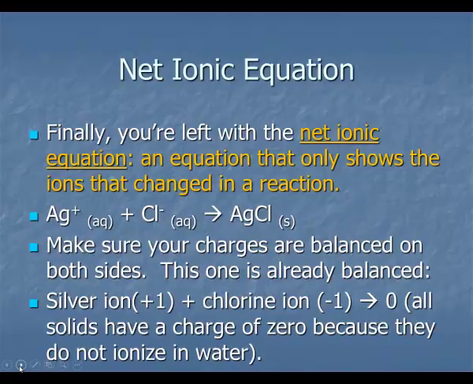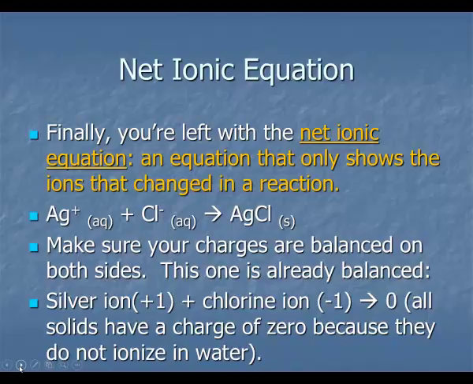So finally, if you get rid of the spectator ions, you are left with something called the net ionic equation. That's a vocabulary word, so it's important. A net ionic equation is an equation that only shows the ions that actually changed in the reaction. So the only ions that actually participated in the reaction were the silver and chlorine to make silver chloride.